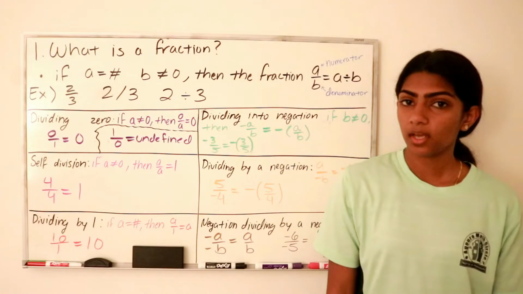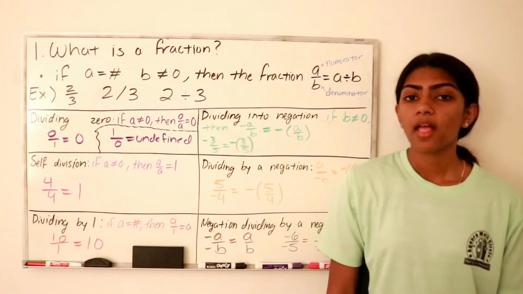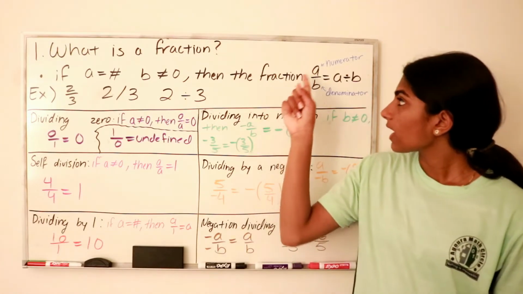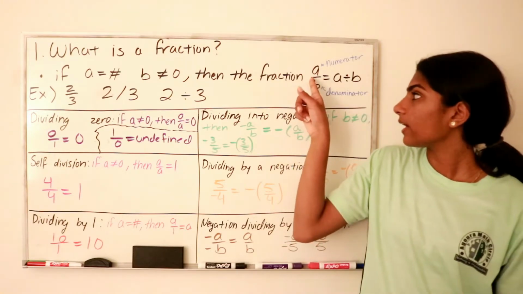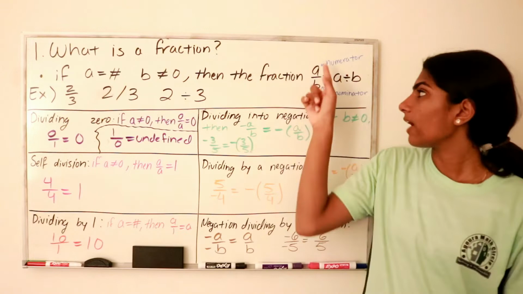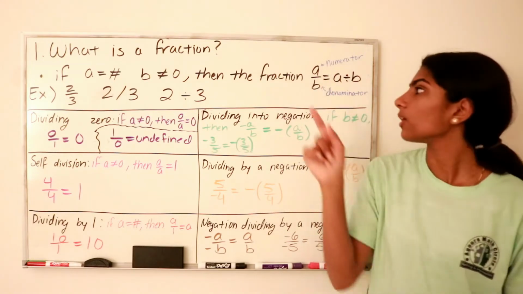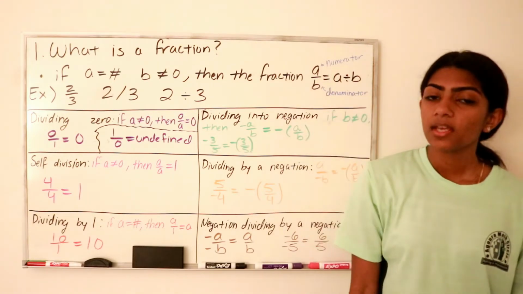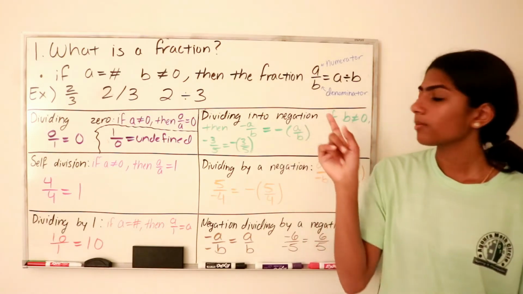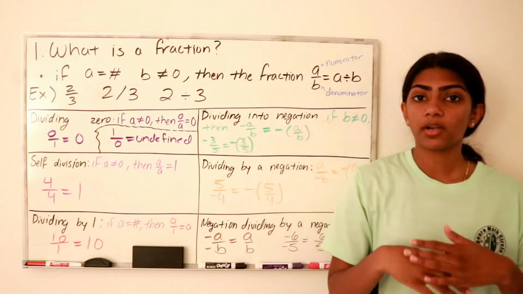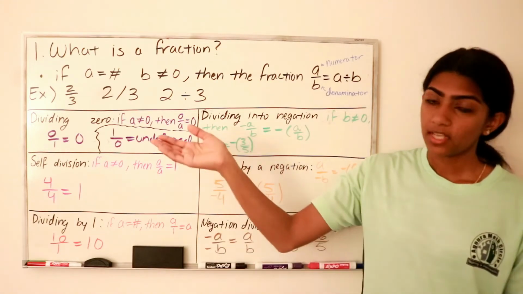If we let a equal a number and b equal a non-zero number, then the fraction a over b equals a divided by b. So this little line right here is called the fraction bar, and you'll have a, fraction bar, b. So a over b equals a divided by b. The number on top is called the numerator, and it's the amount of parts you have. And the number on the bottom is called the denominator, and it's what you're dividing the parts into. So let's look at some examples.